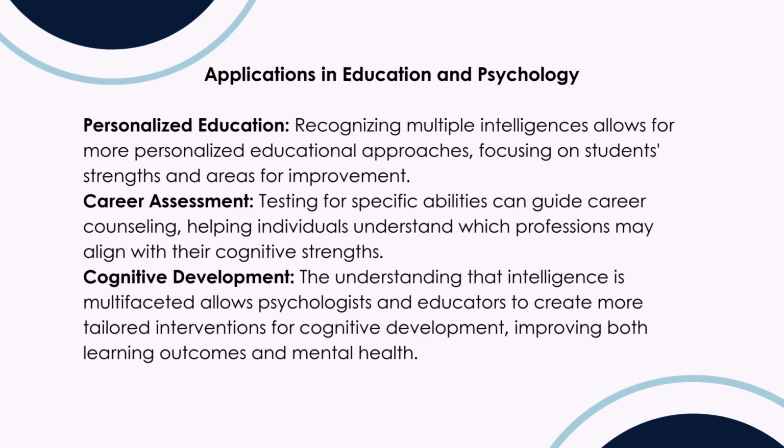Now let's move on to the applications of Thurstone's theory of intelligence in education and psychology. Thurstone's theory of intelligence has far-reaching implications in various fields, particularly in education and psychological assessment. Number one, personalized education. Recognizing multiple intelligences allows for more personalized educational approaches, focusing on students' strengths and areas for improvement.